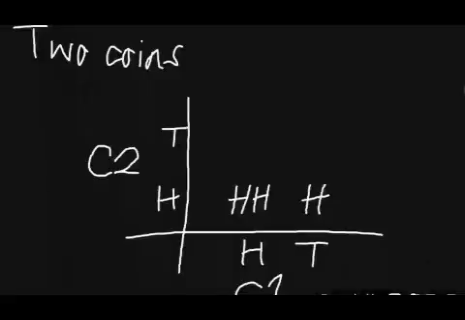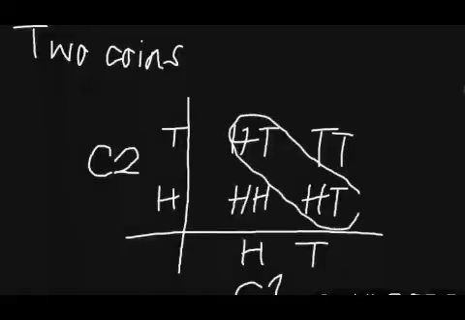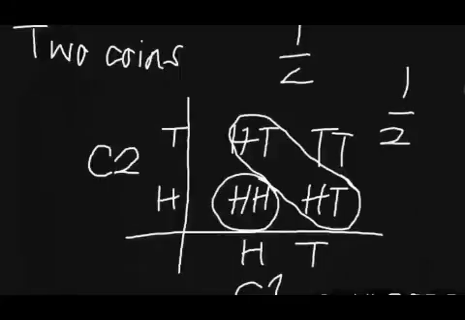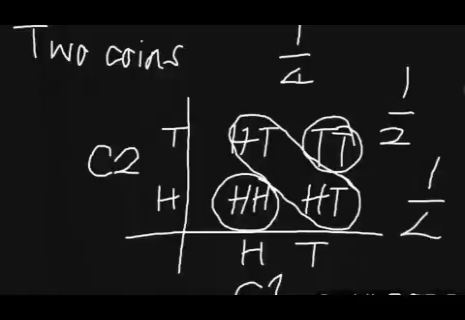This one would be head and tail. This one would be head and tail. This one would be tail and tail. So that means that the probability of getting a head and a tail is half. The probability of getting 2 heads is a quarter. The probability of getting 2 tails is also a quarter.